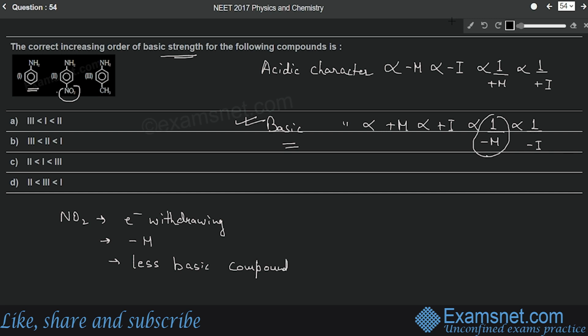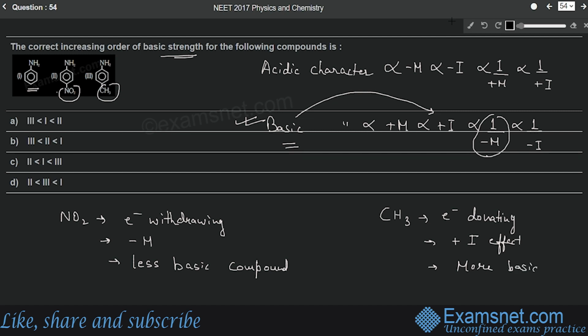Now in the third option we have a methyl group CH3, and we know that methyl group is an electron donating group. And it will show which type of effect? Plus I effect. And we can see that basic character is directly proportional to the plus I effect. So it will make the compound more basic, right? More basic. That means the third one will be most basic here.